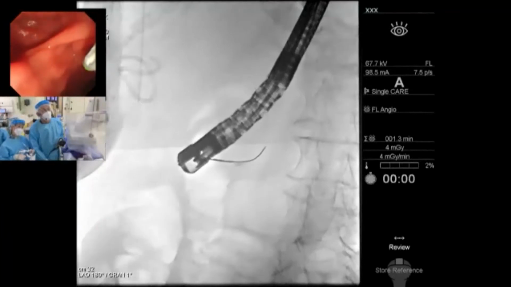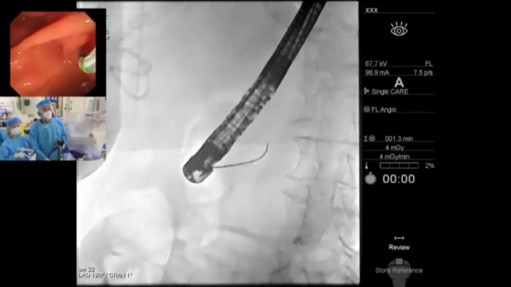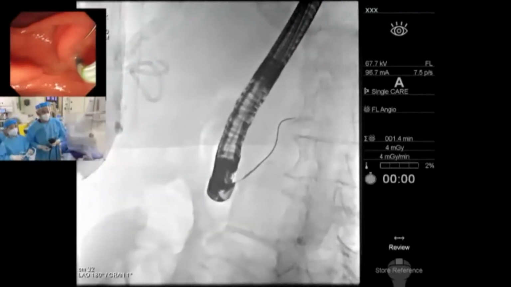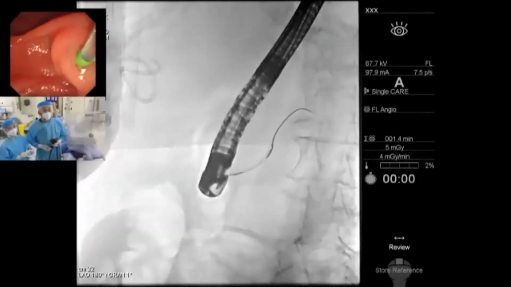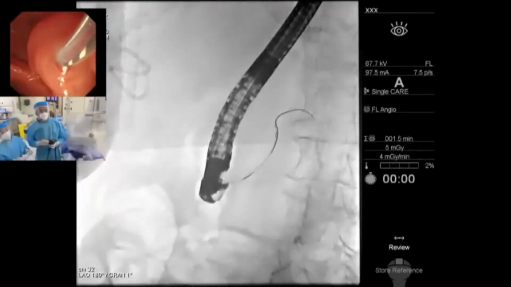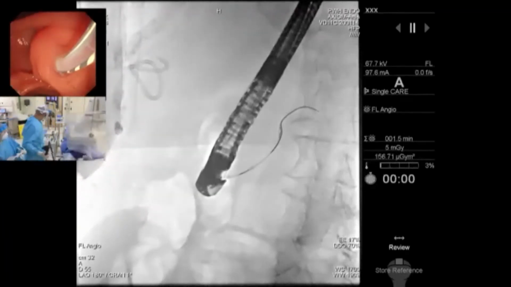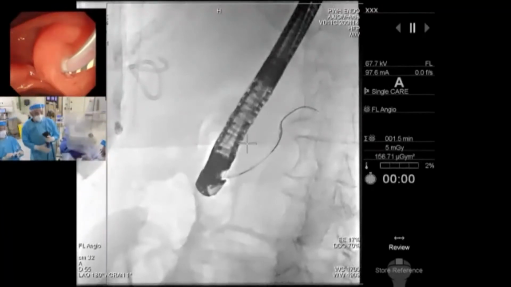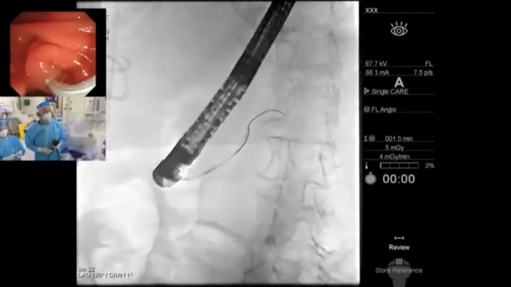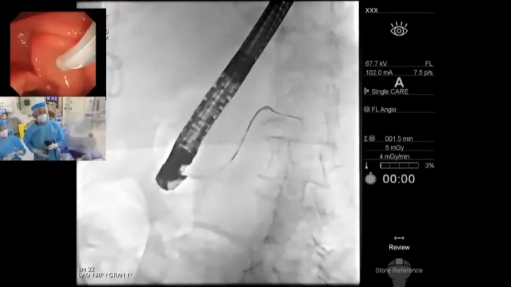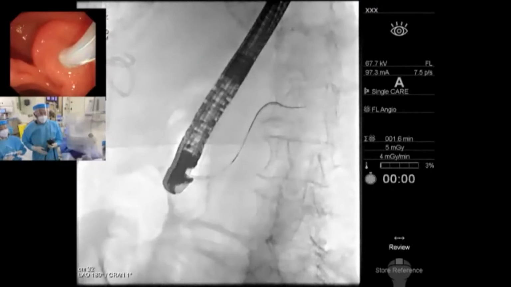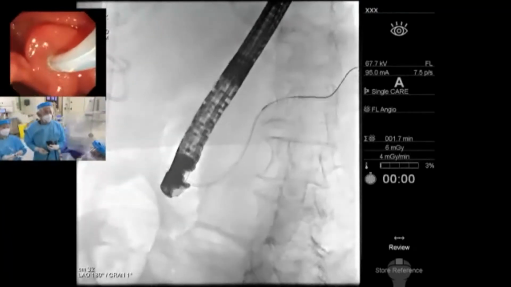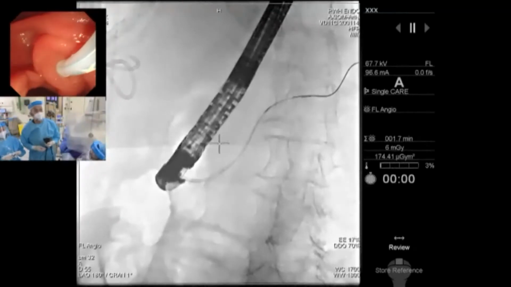All right, so now you see I'm trying to change the direction of my sphincterotome, relax the sphincterotome, to go along the direction of the PD, and to try to cannulate the PD. Okay, can we go deeper? All right, okay, so I'm going to use a double guide wire technique. Exchange.